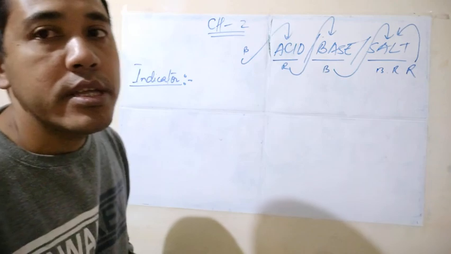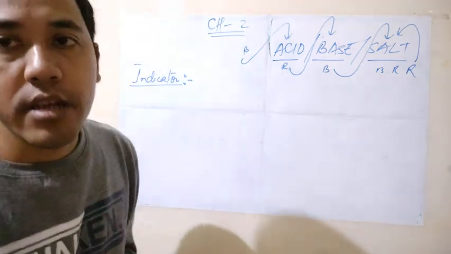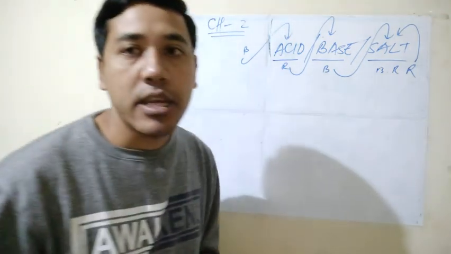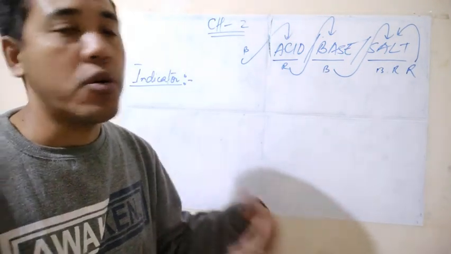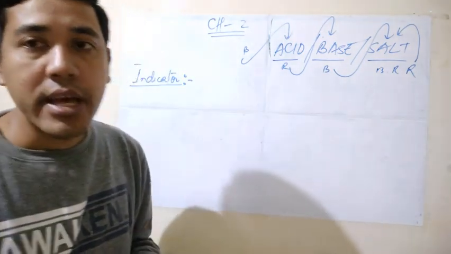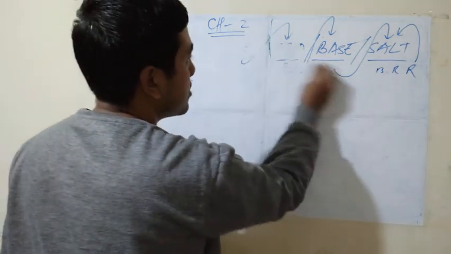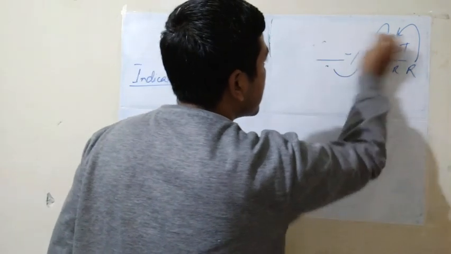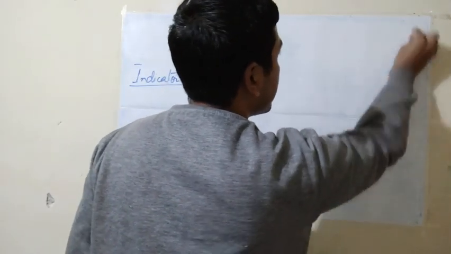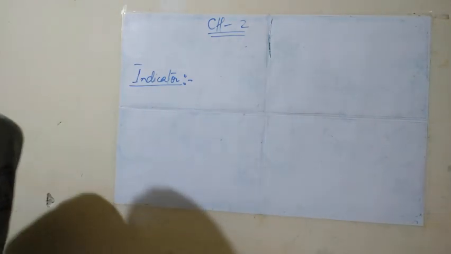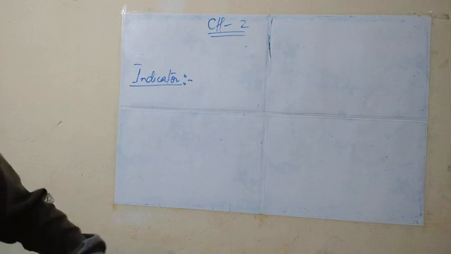Now look here, from this change in the color, we can easily detect that the given solution is acid or base or salt, right? And this type of substance is known as the indicator. Now, what is this indicator? The indicator is nothing but a dye, okay? That changes the color when it is put into an acid or base.